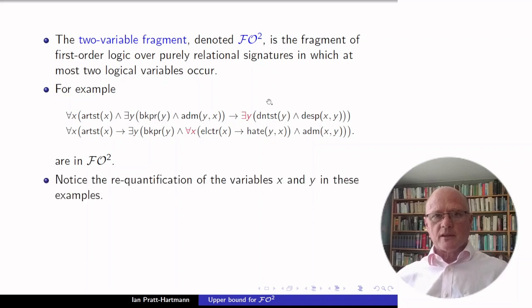Notice that the variables x and y can be re-quantified here. So here I have re-quantified y. Y is quantified here, and it's also re-quantified here. It's no problem. Still only two variables. X, again, I have quantified here and re-quantified even within its scope here. Again, that's still a syntactically valid formula of first-order logic, and is perfectly correct, so that's in the two-variable fragment.